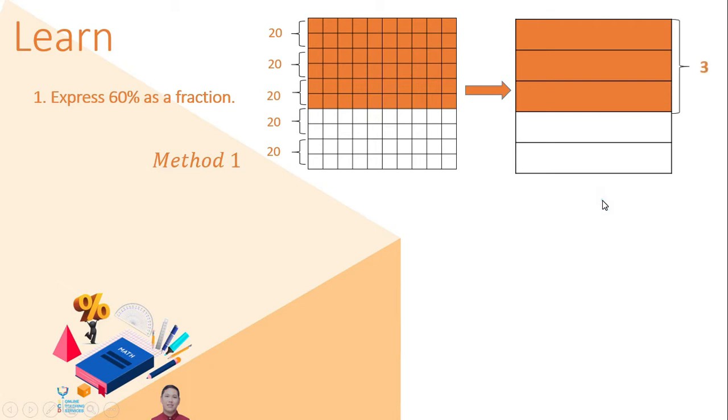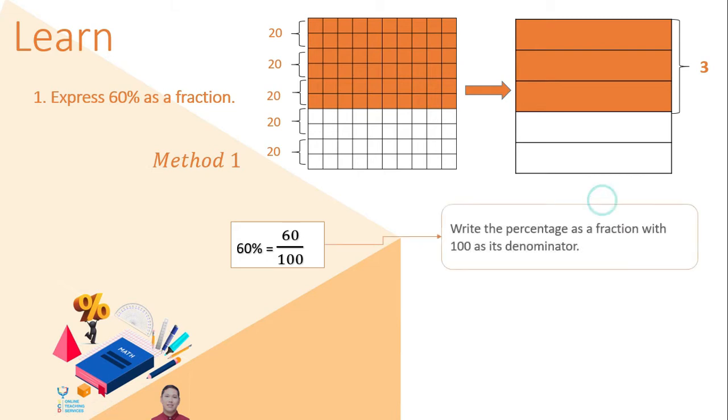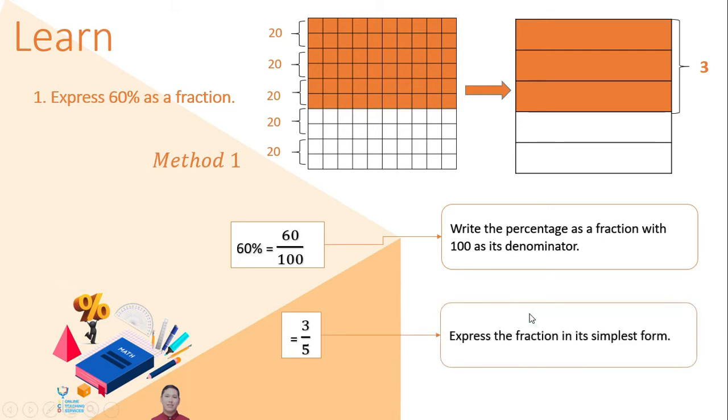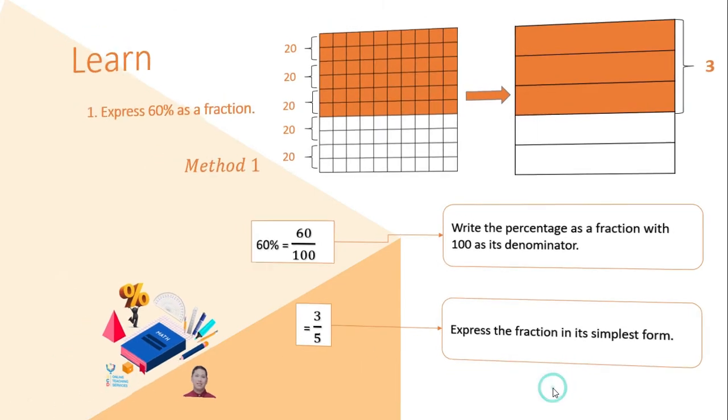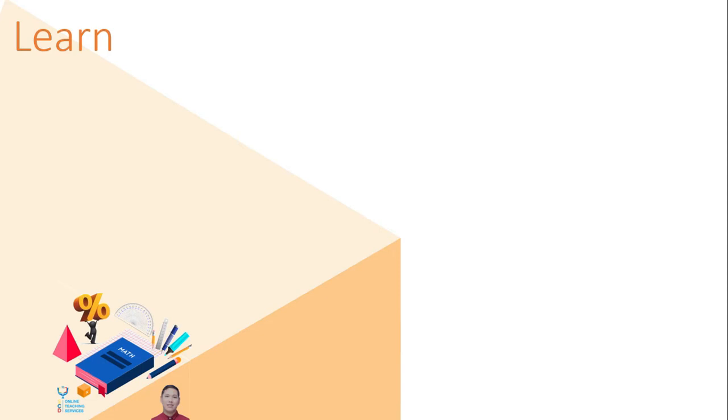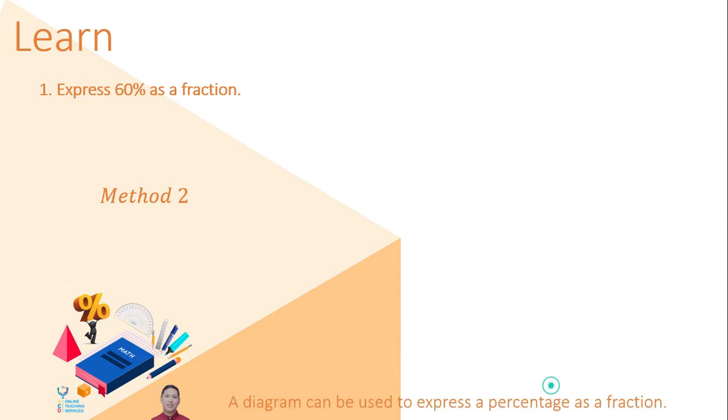Okay, so therefore 60% is equal to 60 all over 100, and we can write the percentage as a fraction with 100 as its denominator. And then if we are going to get the simplest form of 60% as a fraction, then it is equivalent to 3 all over 5. So 3 all over 5 is already expressed in its simplest form. We can also solve that particular problem using another model. So let's take model number 2.